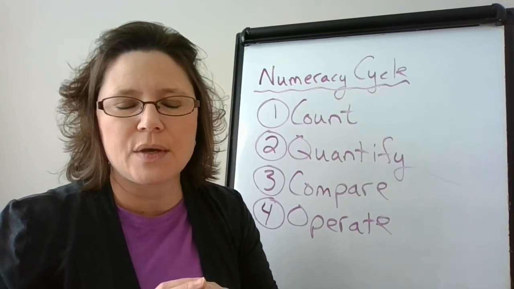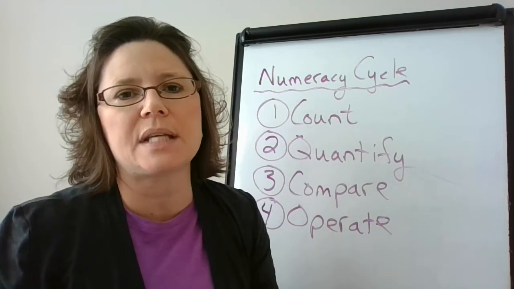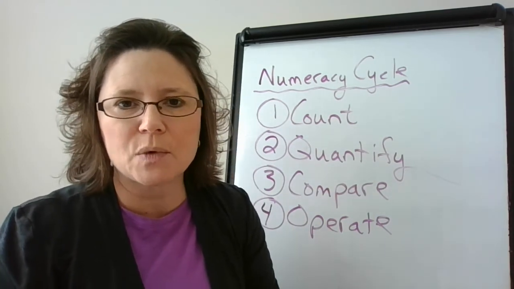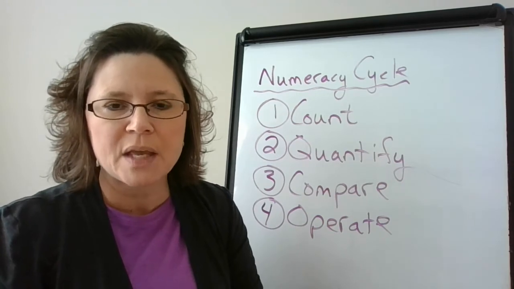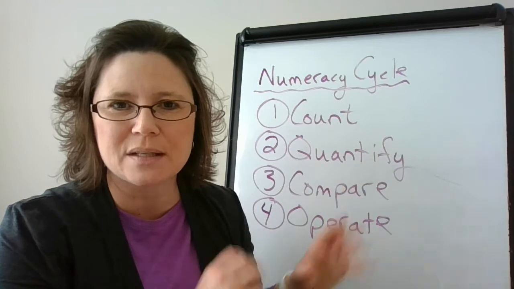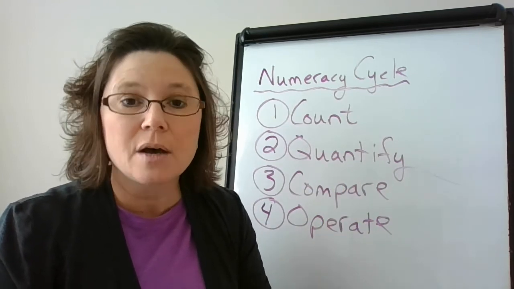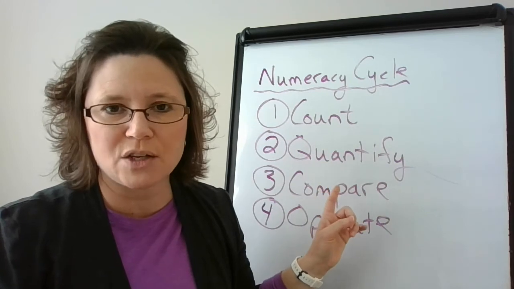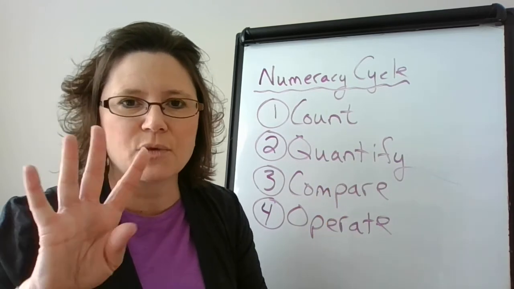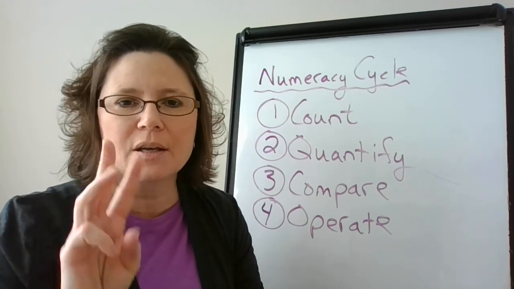It is the pre-lesson for many other tasks and exercises that I'm going to be doing on these videos. But here is the numeracy cycle. The biggest intent is to improve students' understanding of number, to improve number sense conceptually, but also eventually procedurally. The numeracy cycle has 4 components, 4 parts: count, quantify, compare, operate.